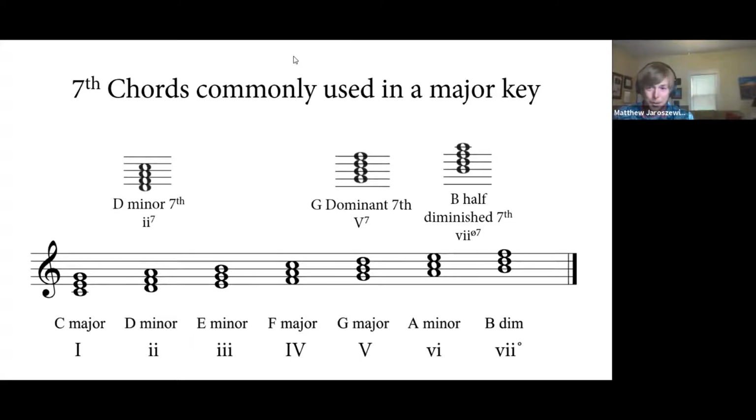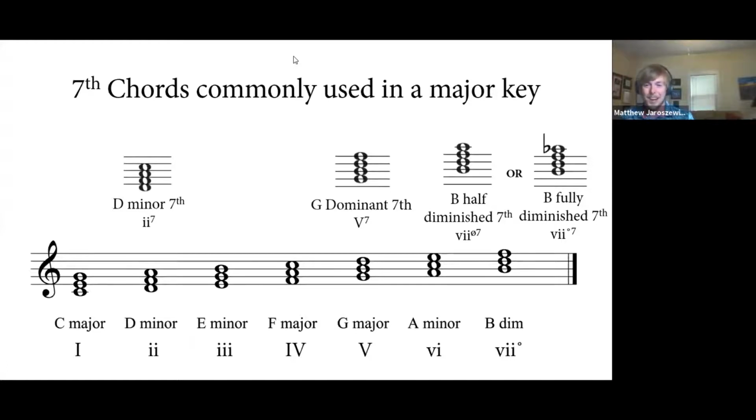Now, I'm going to throw you a little bit of a curveball here. We can also have a 7th chord that is not diatonic to this key, to C major. And that is the fully diminished 7th chord. We have to borrow a note. We have to borrow the A flat. We have to use an accidental.